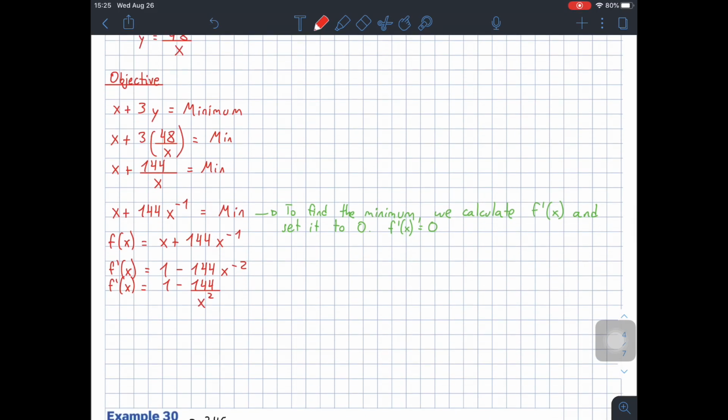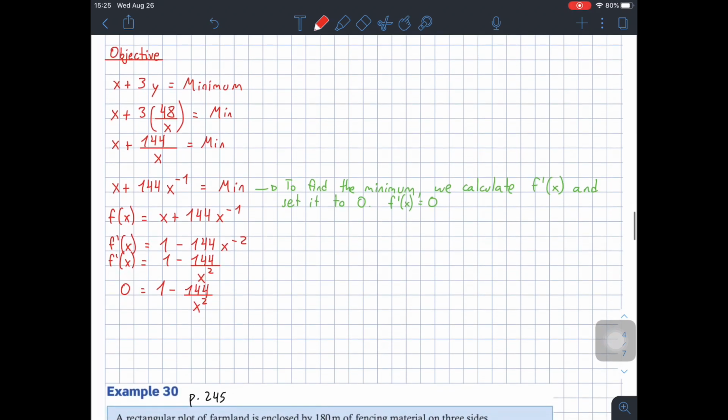Now we need to set this to 0 to find either a maximum or minimum point. So 0 is equal to 1 minus 144 over x squared. Now I need to solve for x, right? I can say that 1 is equal to 144 over x squared. Then I can take the x squared multiplying up, so we get that x squared is equal to 144.